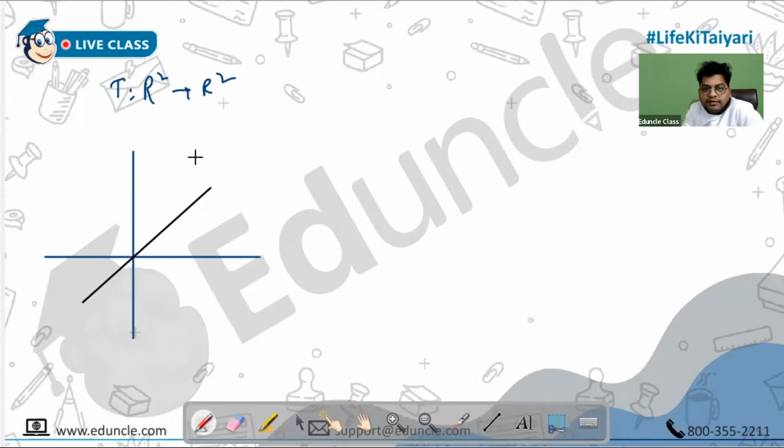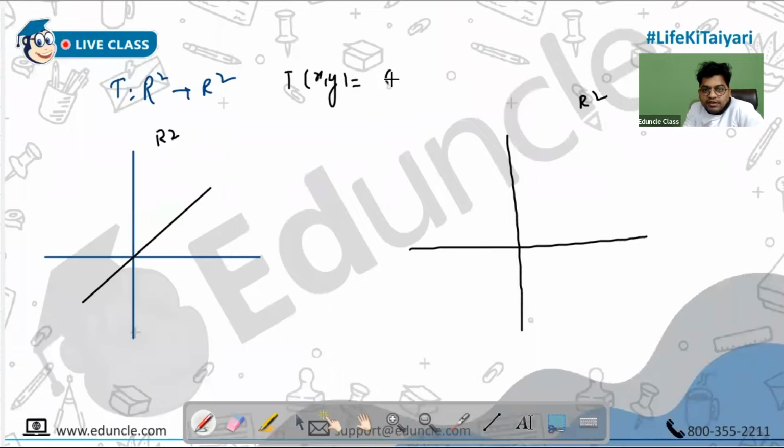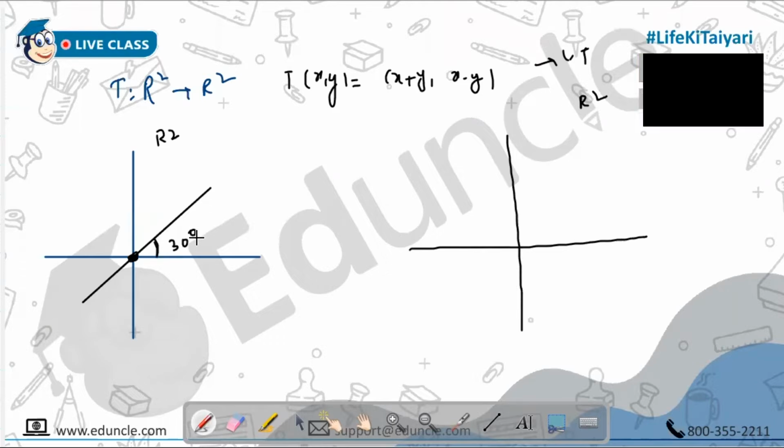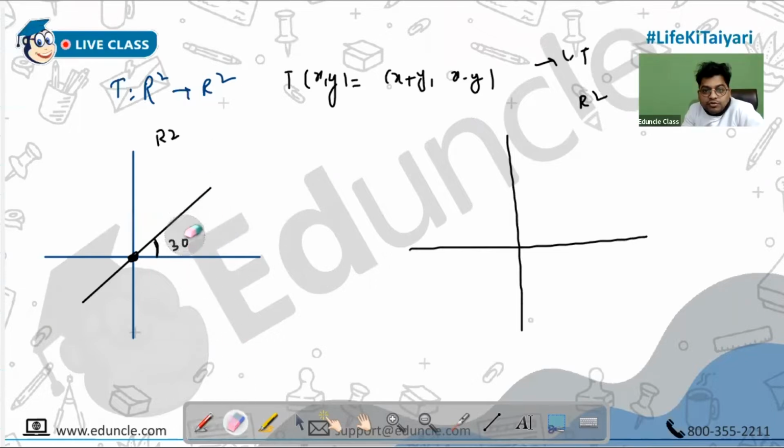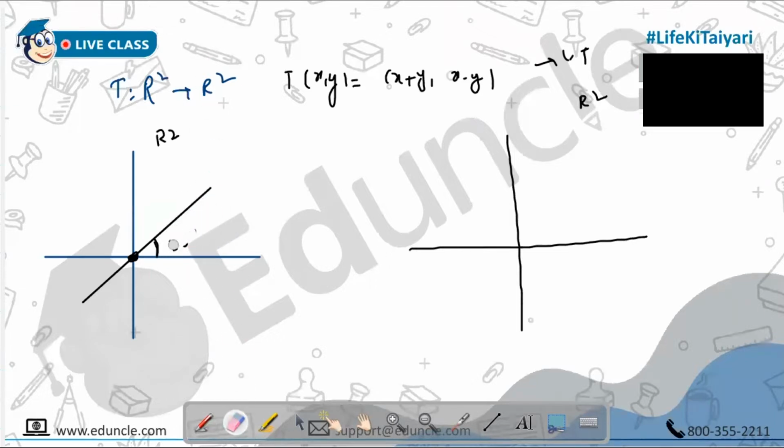Okay, this line. So basically this is R square here, this is R square here. I am saying just go after the class, check, and tell me whether the answer comes out. This is a linear transformation. It maps this line, which passes through the origin, into the same line passing through the origin. Or maybe I take a line at 30 degrees, or let's take 45 degrees. I'll explain it, you ask the question. Take a line of the type y equal to x.